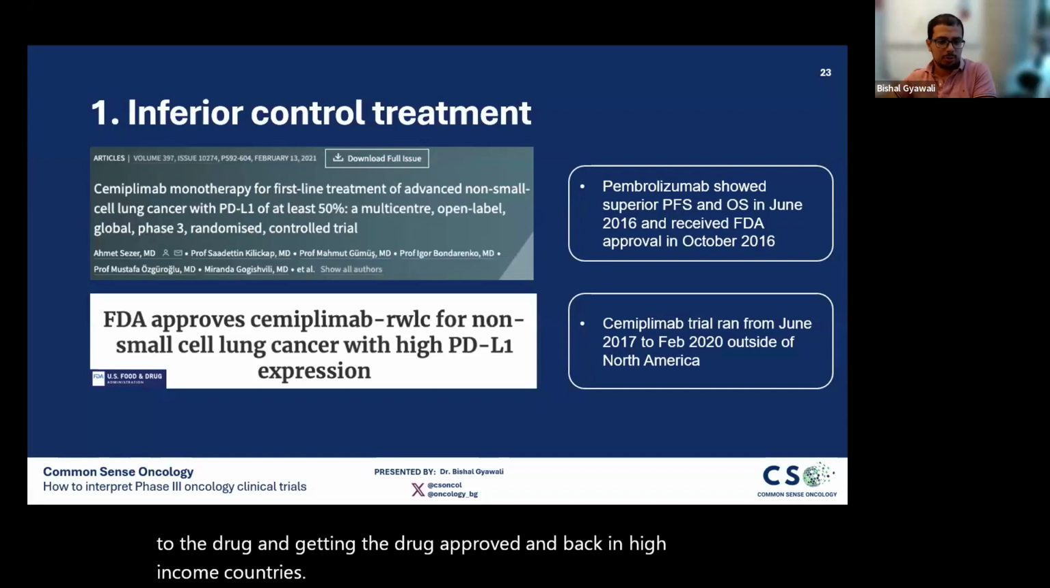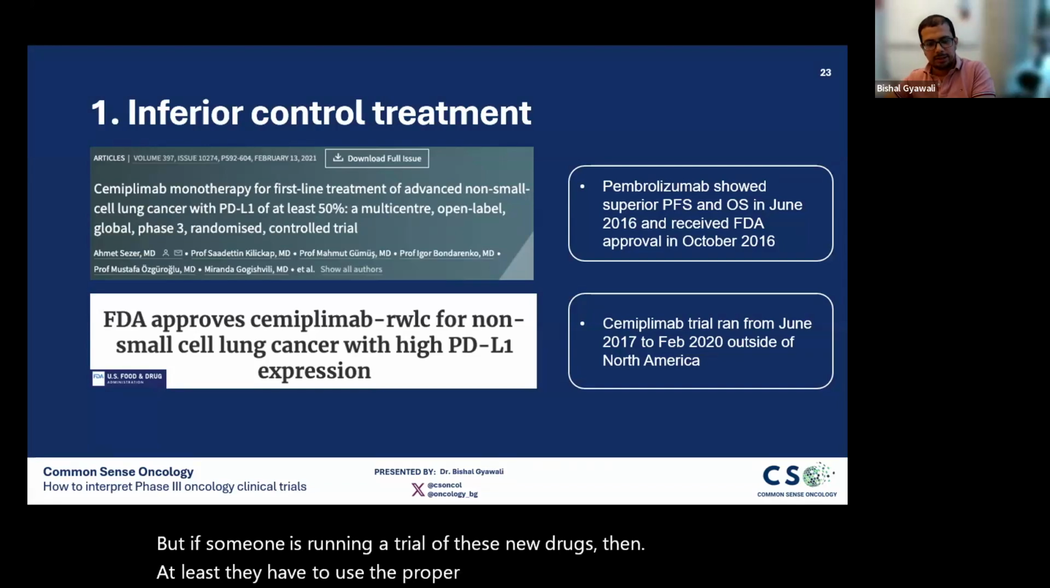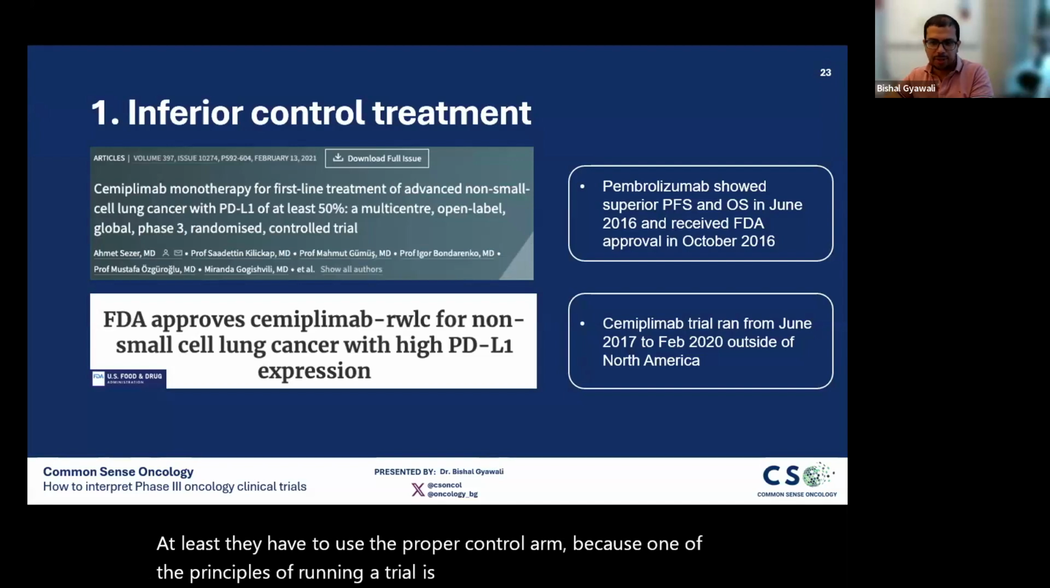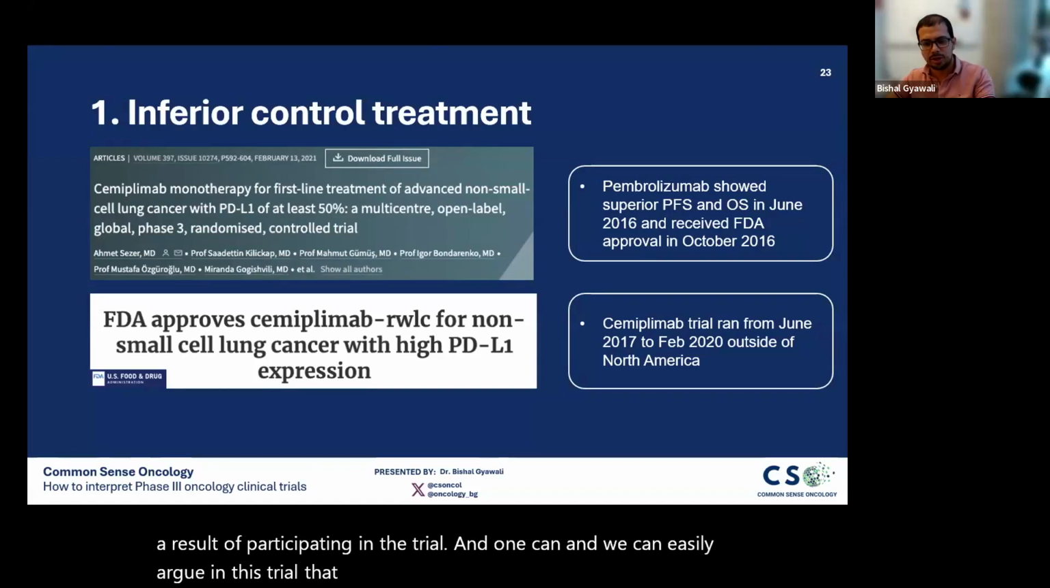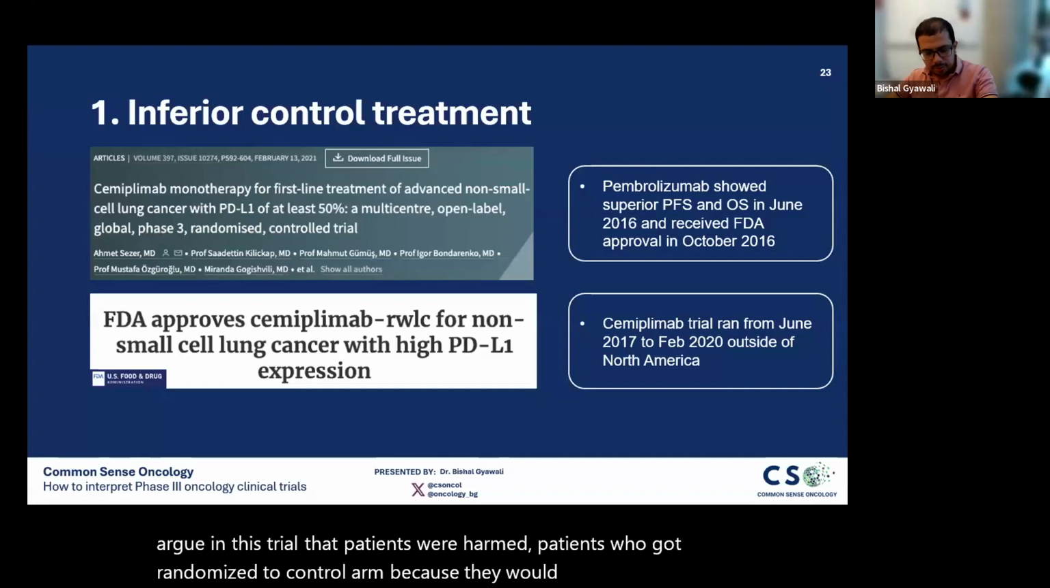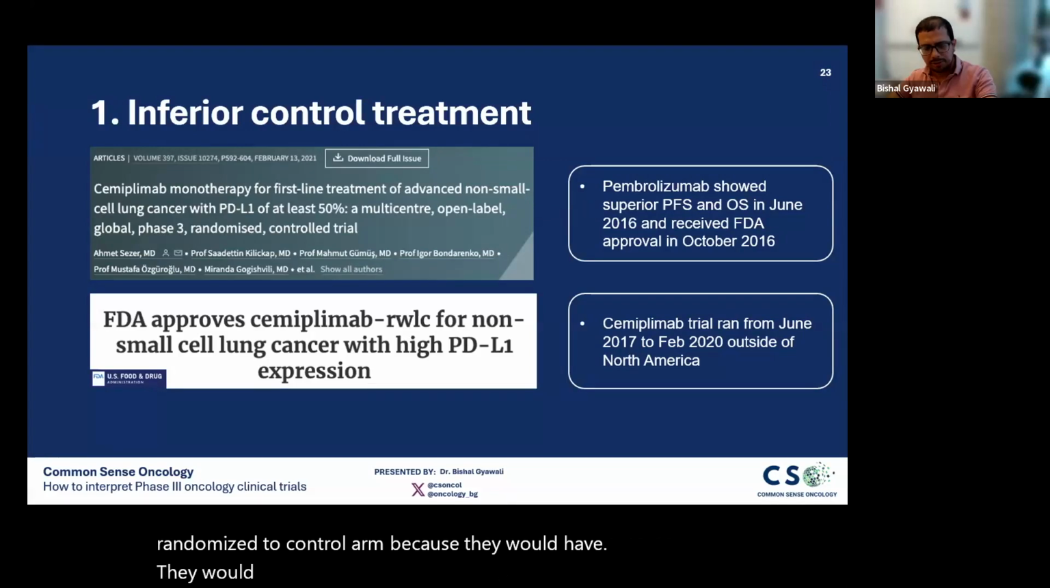But if someone is running a trial of these new drugs, then at least they have to use the proper control arm. Because one of the principles of running a trial is no patient should be harmed as a result of participating in the trial. And we can easily argue in this trial that patients were harmed, patients who got randomized to control arm, because they would have received pembrolizumab if not for this trial.